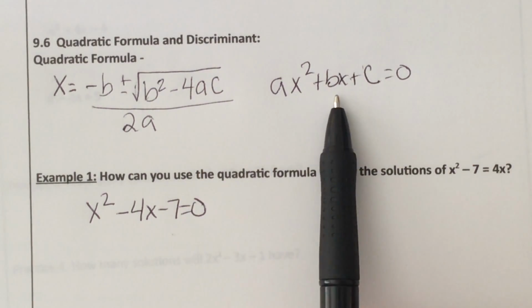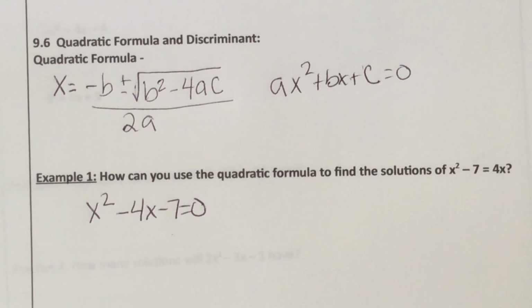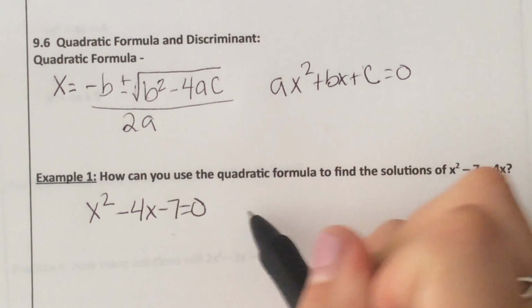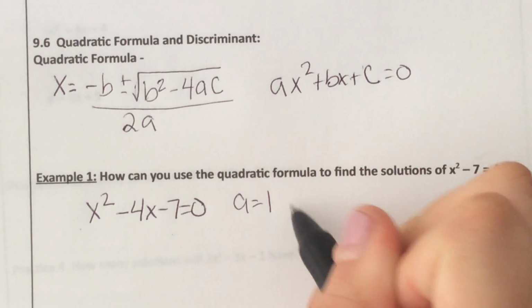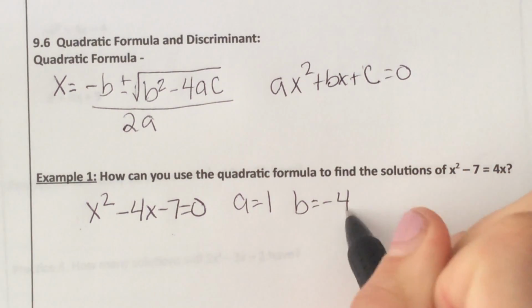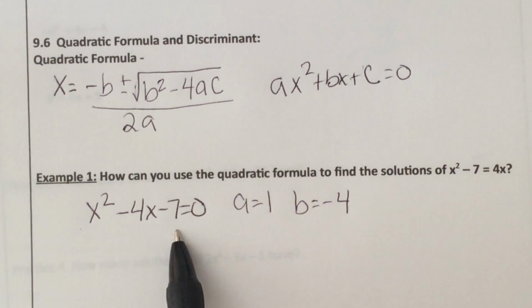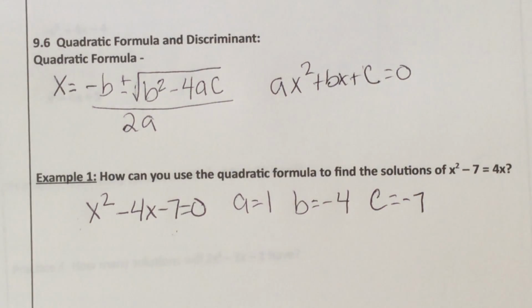And I want to keep the same format, since I have my bx right here in the middle, I'm going to put that as my middle term. So now what you do is you just plug it in and solve. In this case, a would be 1 because there's nothing in front of x. B would be negative 4, since it's plus right here and it switches to subtraction, it's going to be negative. And c is going to be negative 7.